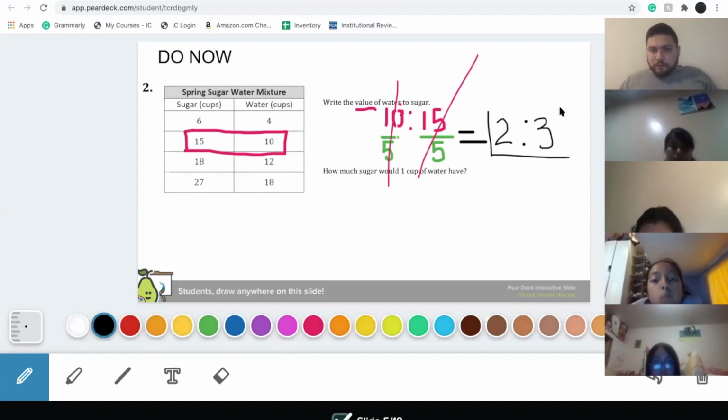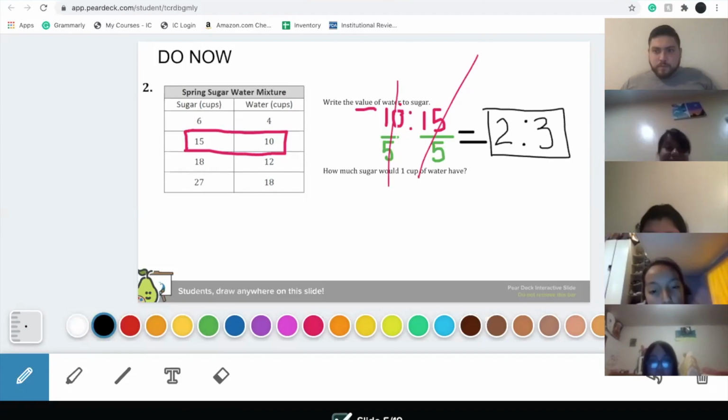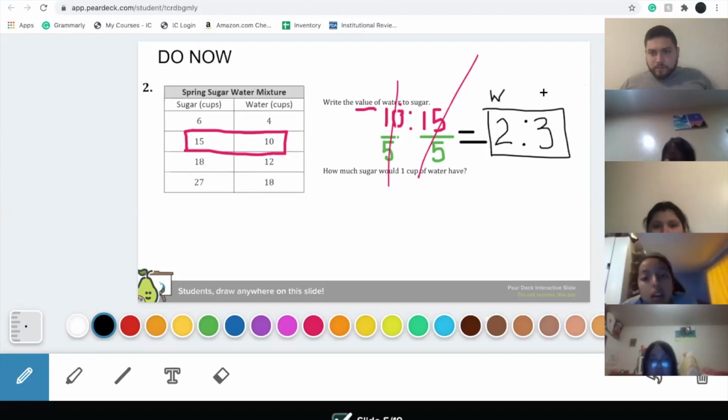What does the 2 represent, Heidi? The water or the sugar? Represents the water. Okay. And what represents the sugar? 3. Perfect. So we know that 2 is water, 3 is sugar. So how much sugar would 1 cup of water have?